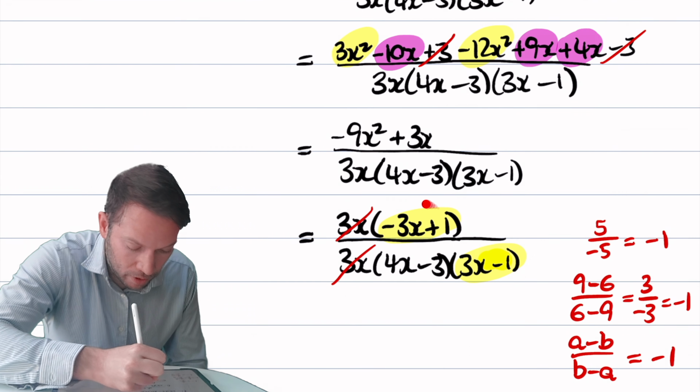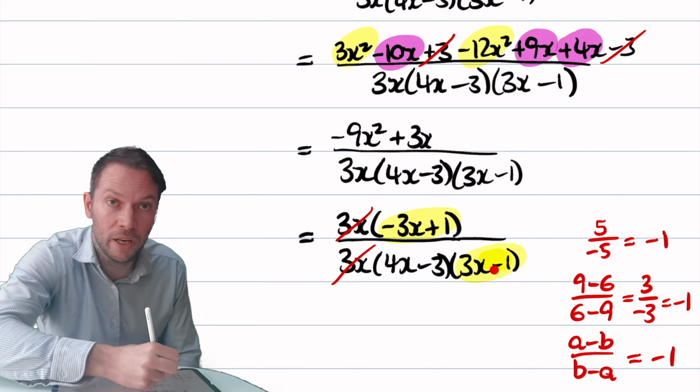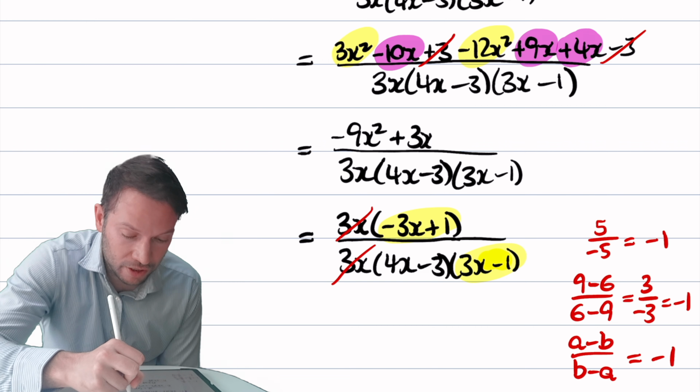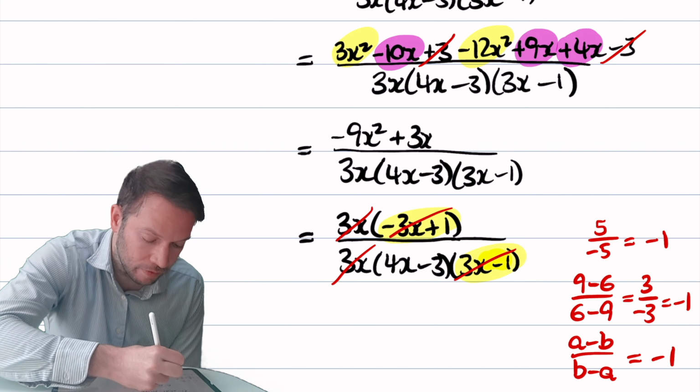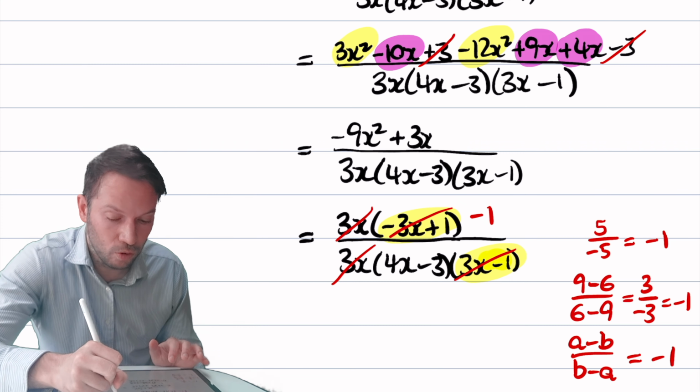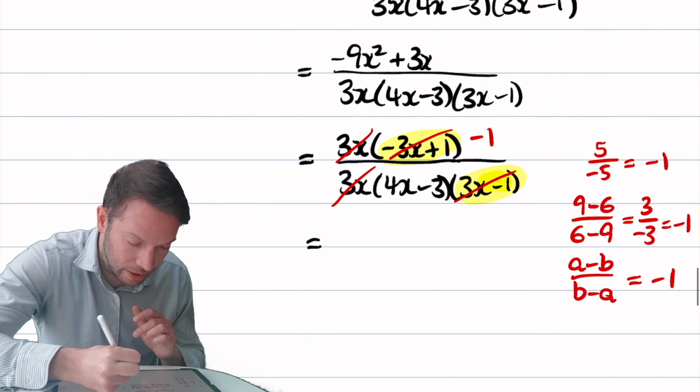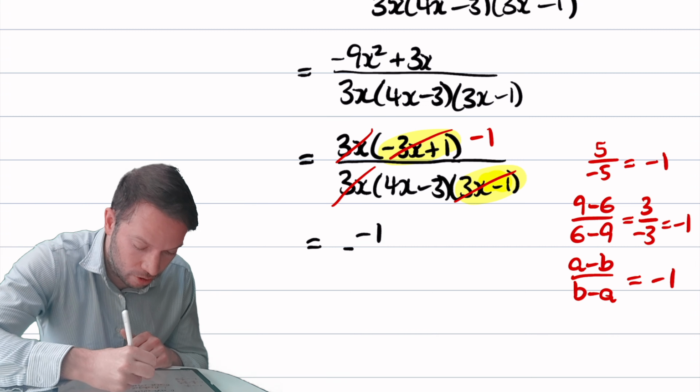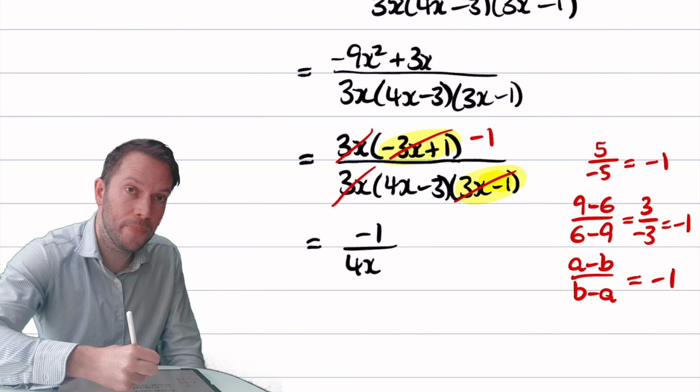Look, you've got 1 minus 3x over 3x minus 1. The same, but the numbers swapped. So you can just cancel them, but when you divide them, you're going to get minus 1. So all we're left with now is negative 1 over 4x minus 3.